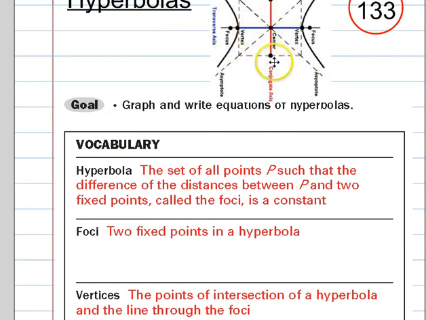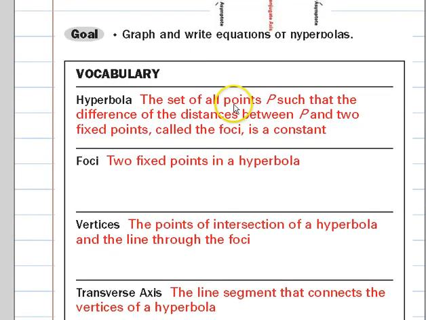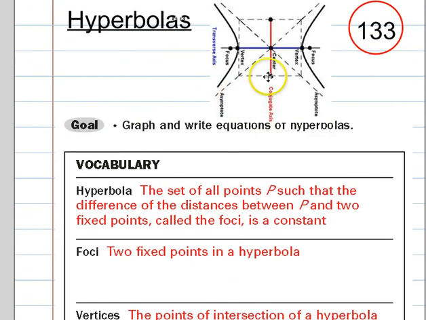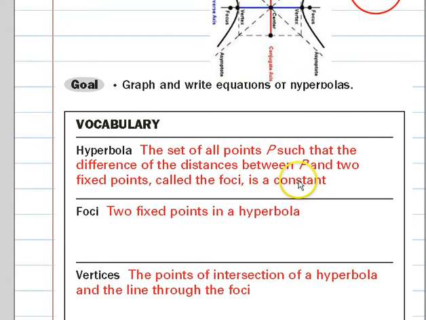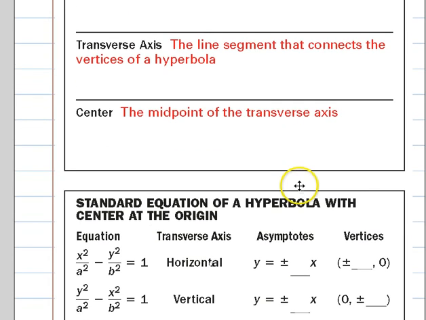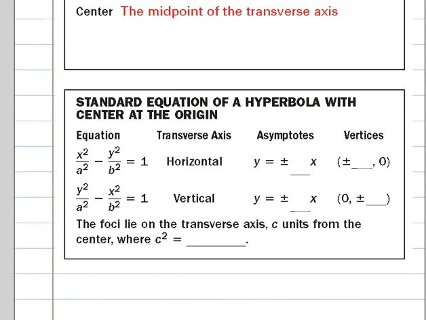And as you can see here, we have an added terminology called asymptotes. You may remember asymptotes from earlier with rational functions, where they are lines that the graph will not cross. Hyperbolas have two asymptotes, as you can see here, and they intersect at the center. On page 133 is where you have notes regarding those asymptotes.